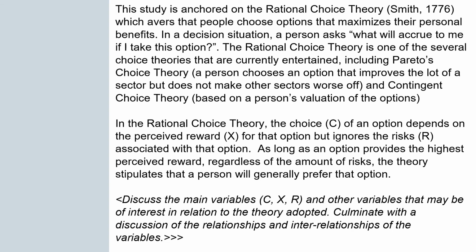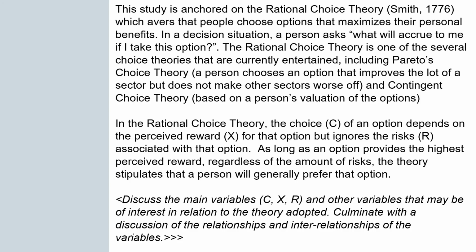The rational choice theory is one of the several choice theories that are currently entertained, including Pareto's choice theory, where a person chooses an option that improves the lot of a sector but does not make other sectors worse off, and the contingent choice theory, which is based on a person's valuation of the options. In the rational choice theory, the choice of an option depends on the perceived reward of that option but ignores the risks associated with that option. As long as an option provides the highest perceived reward, regardless of the amount of risks, the theory stipulates that a person will generally prefer that option.